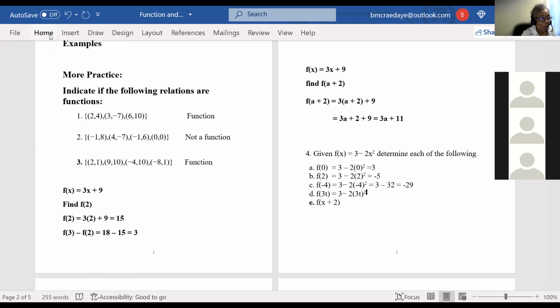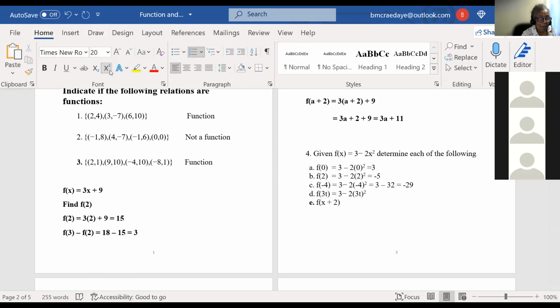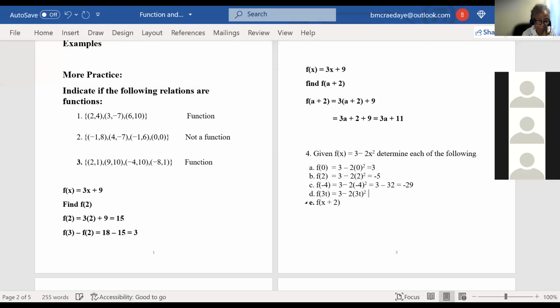So therefore, you do the exponents first. So you say 3 times 3, you get a positive 9 because it's squared. But then you have to multiply 2 times 9 and you get a negative 18. So 3t squared is 9t squared, right? 9t squared, yes. Okay, so we have 9 and t square.